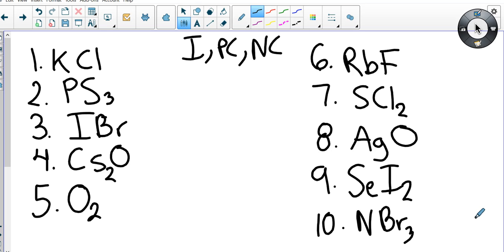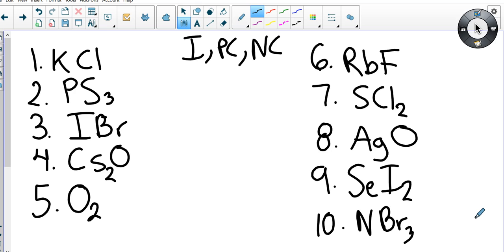All right, RbF. So that's rubidium fluoride. Jacob, what did you get on that one? Okay, so Rb. F is like 3.98 or something. Oh, I got 3.2 when you subtracted. Yeah, that looks about right. So that one's very ionic.